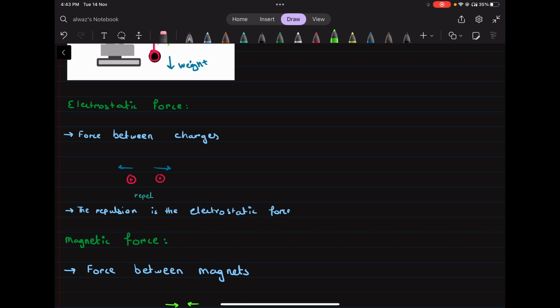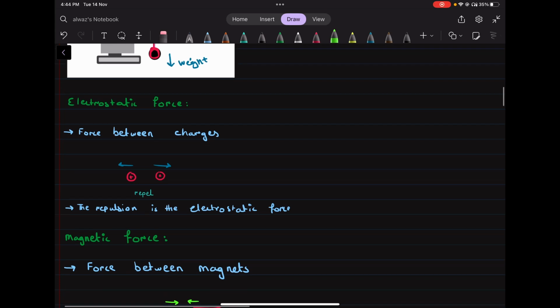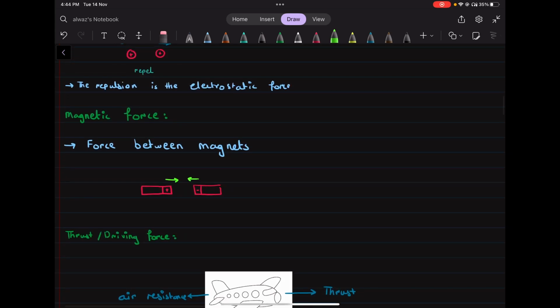Another force we have is electrostatic force. Electrostatic force is the force between charges. Like positive and positive charges in this example repel each other. The push force between these two like charges is electrostatic force. The attractive force between two opposite charges is the pull force and is also called the electrostatic force. Magnetic force is the same. If we have two magnets, the like poles will repel each other. This is the magnetic force, and the opposite poles will attract each other.